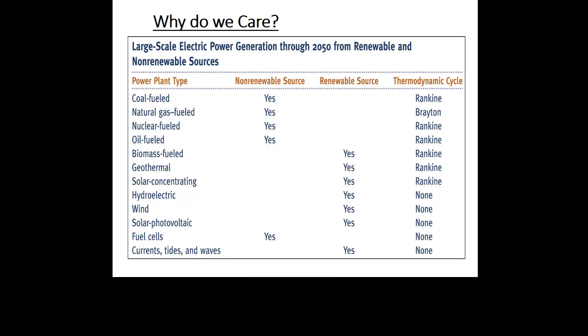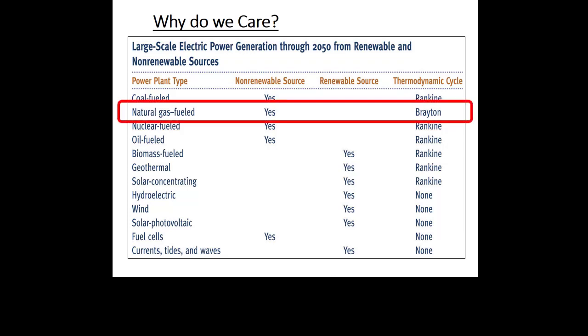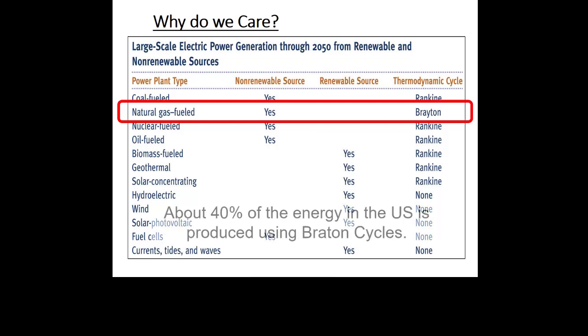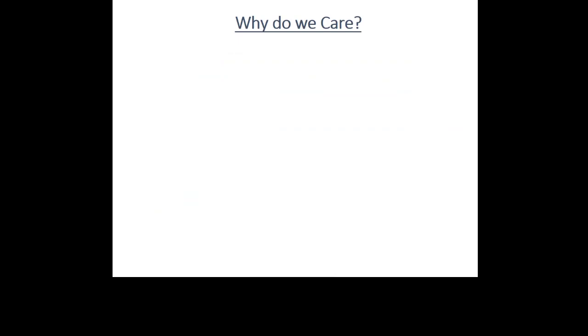So this is a table from the textbook. Why do we care about Brayton cycles? Because this is natural gas power plants, and like we said, natural gas power plants are kind of a big deal here in the United States. Geopolitically kind of important too, particularly in Europe right now, because they need somewhere to get natural gas from. So about 40% of the energy in the United States is being produced using these Brayton cycles, using these natural gas power plants.